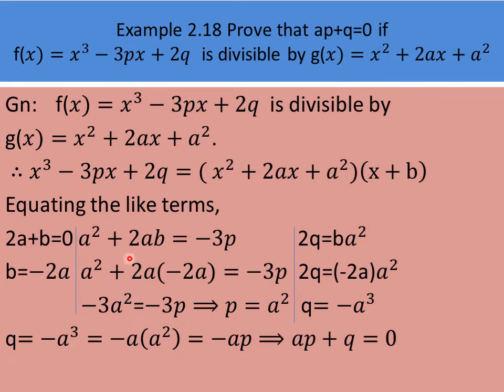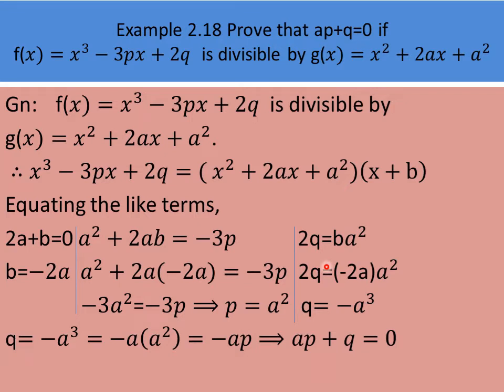And that b value you replace it here. So a square plus 2a into b value, which is minus 2a, equal to minus 3p. So now you can write it as a square, and here we will get minus 4a square, isn't it? a square minus 4a square means minus 3a square. It is equal to, we have minus 3p. You can cancel minus 3 on both the sides. So you will get a square equal to p.